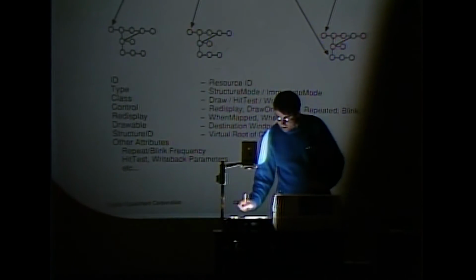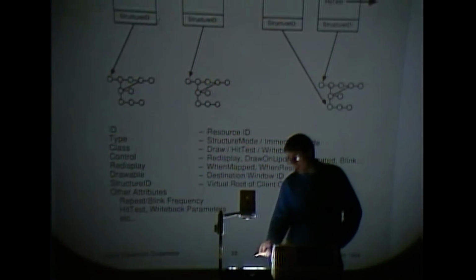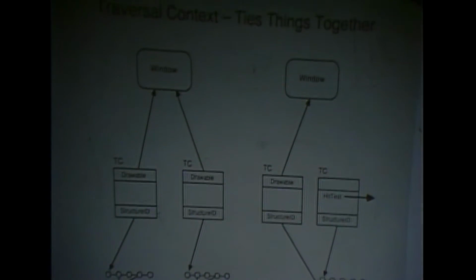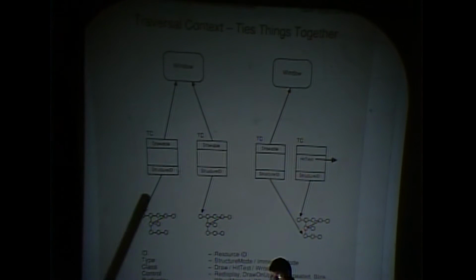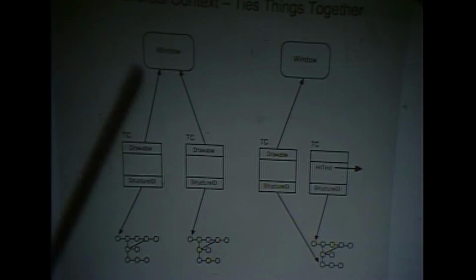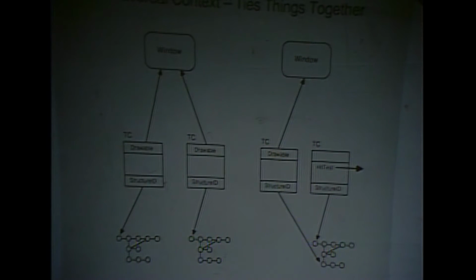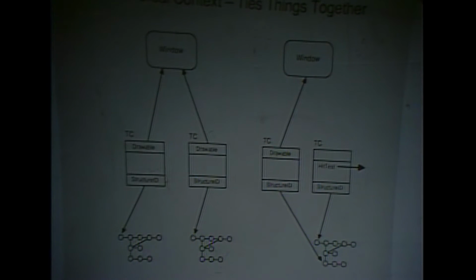Okay, and this just shows how the traversal context works to tie things together, where in this case you can have two traversal contexts which are pointing to two different structures, and they render 3D graphics into the same window. And here, two traversal contexts would access different parts of the same structure, where one traversal context would perform draw traversals, and another one might perform a hit test traversal on the same structure, or a write back in order to do some plotting, whatever.